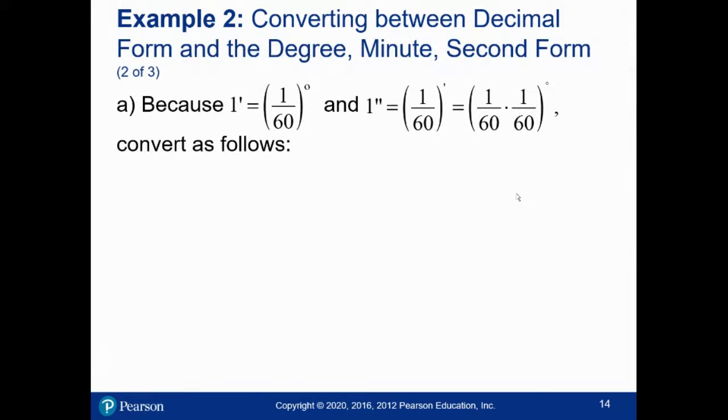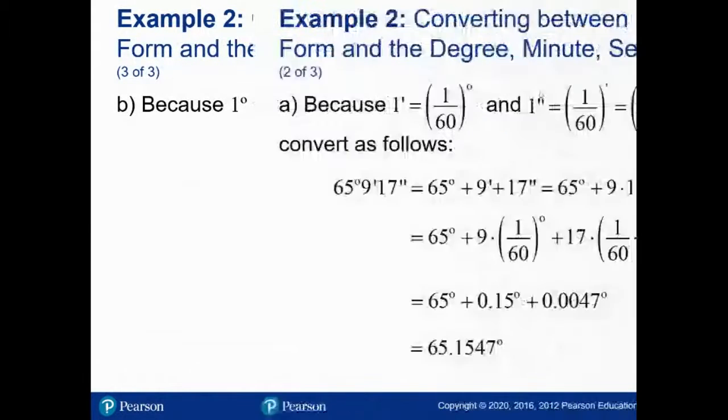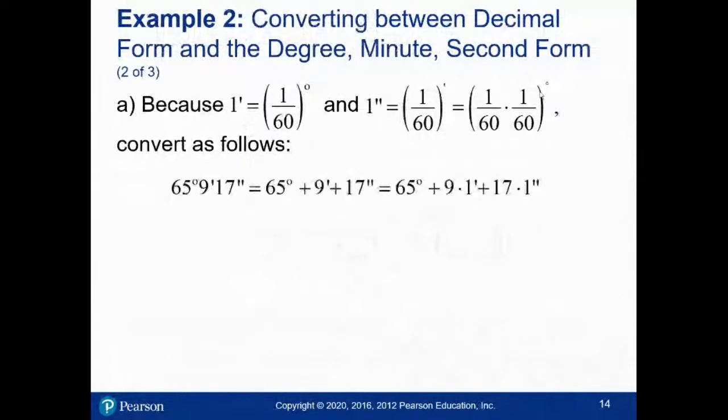So for this first problem, okay, notice they're saying 1 minute is a 60th of a degree and 1 second is a 60th of a minute, which is a 60th of a 60th of a degree. So we end up with exactly the conversion that we had on the previous slide, which if you evaluate it works out to be 65.1547 degrees. Okay, part B said, sorry, I forgot the quantity that was involved. Let me slide back, 32.479.